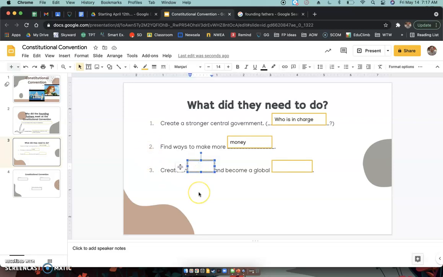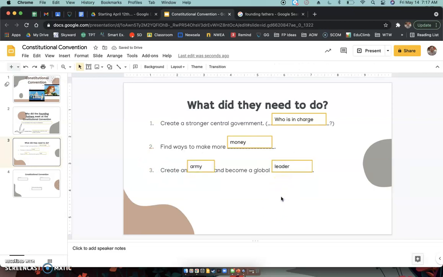And the third thing was to create an army and become a global leader, right? They wanted to be able to create a lot of goods and products, things like corn and different kinds of agriculture, farming and stuff, but also they wanted to create things like paper and be able to sell that to other countries, and they wanted to become a global leader, right? The global leader that we kind of see ourselves as, the United States of America sees ourselves as the leader, that was what they needed to do, right? And they needed to do that by making this new set of rules that are going to help them get there, right? That was their goal.